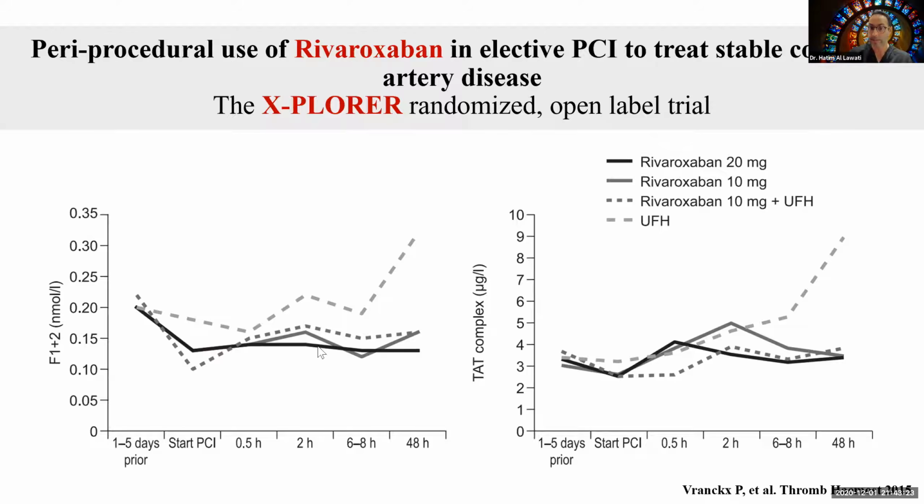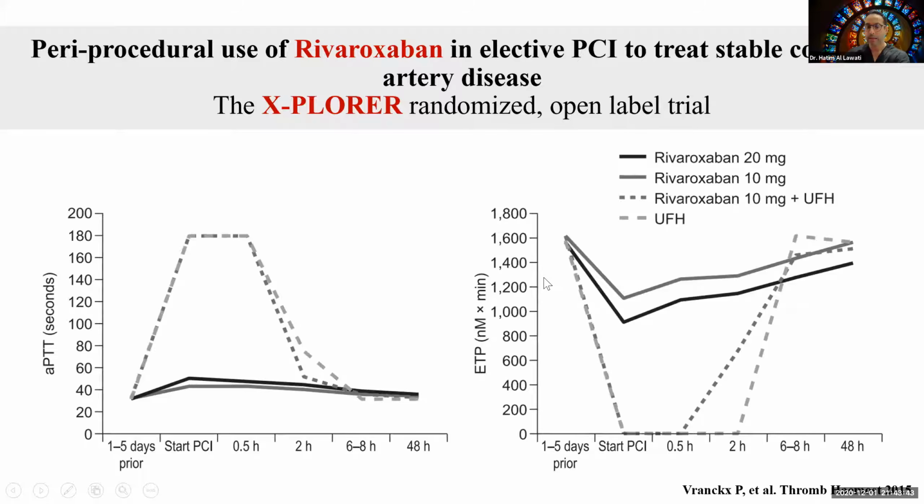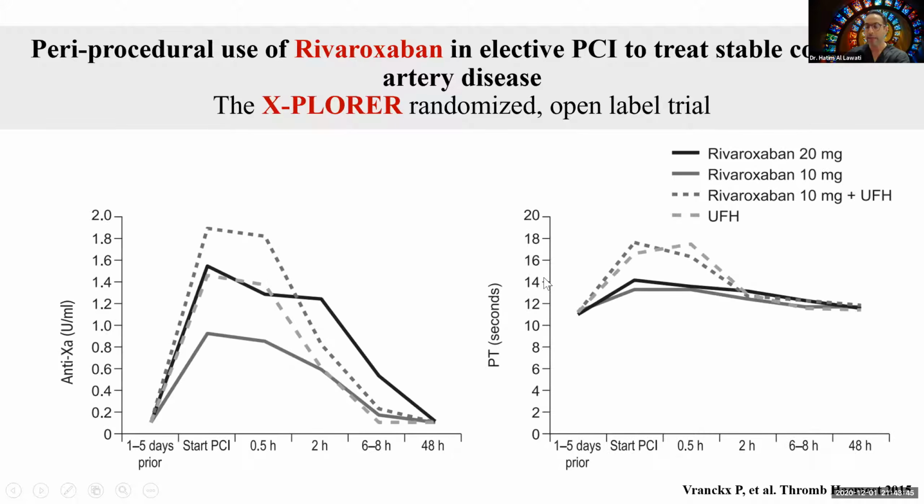And interestingly enough, unlike the trend you saw with dabigatran, rivaroxaban appeared to effectively inhibit thrombin-antithrombin complex, the fragment 1 and 2 levels, and the other coagulation parameters, as you can see, were very comparable to unfractionated heparin.